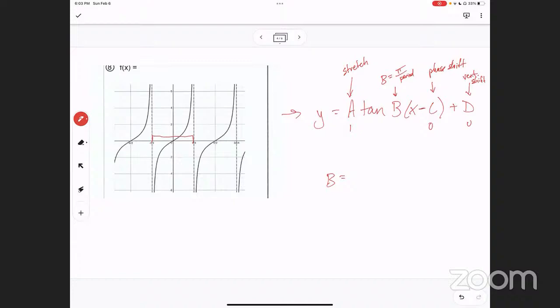Or are you trying to calculate b for me? Tell me what the period is. Don't tell me what b is. What's the period? This distance is pi over 4, and this distance is pi over 4. So that's 2 pi over 4, and what is that? Pi over 2. Good.